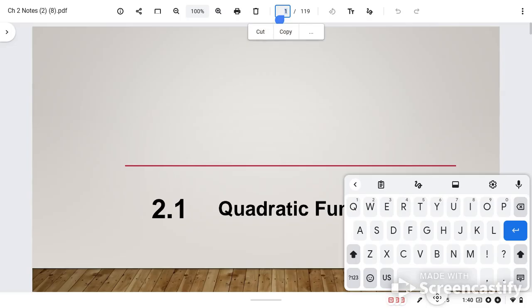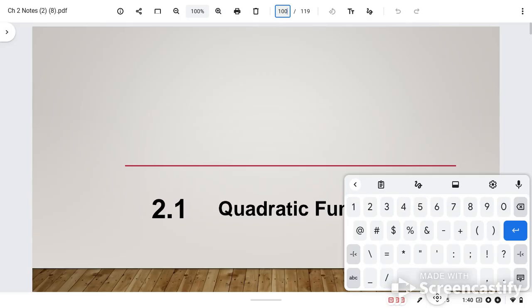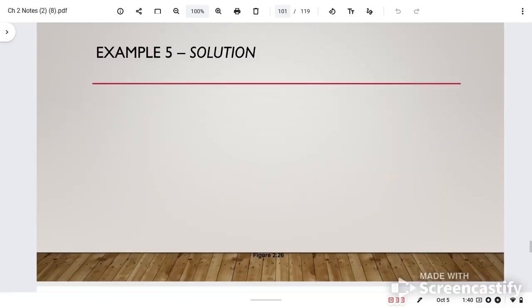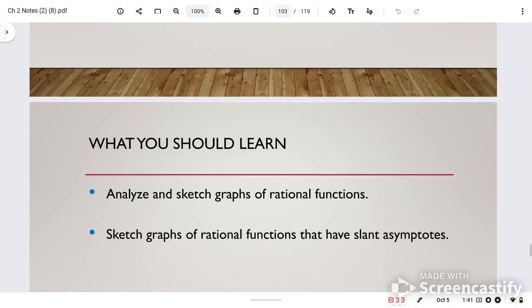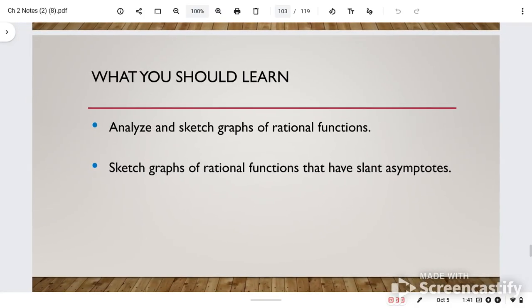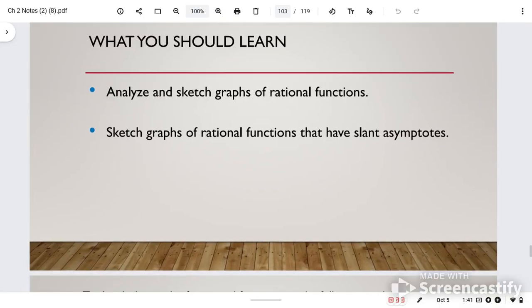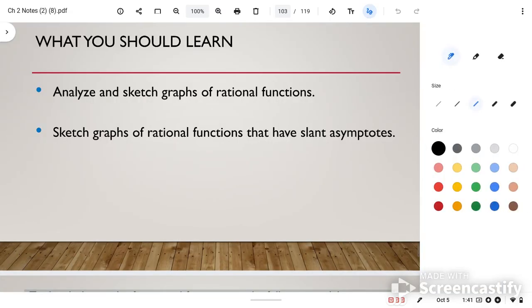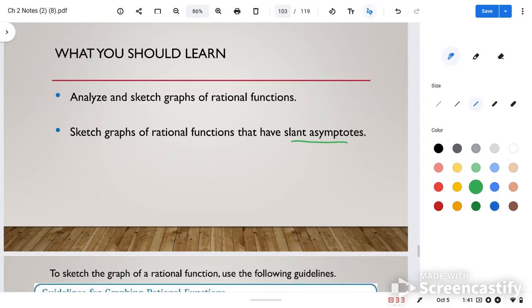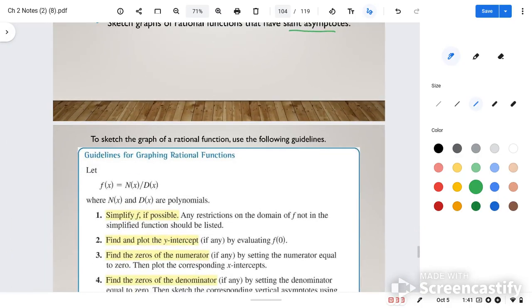All right, so we are going to start 2.7 today. Graphs of rational functions. Two things to learn. Analyze and sketch graphs. And then the new thing that we have are the slant asymptotes. So these are kind of the same idea as your horizontal asymptote. But instead of the end behavior of your graph being horizontal, the end behavior of your graph will approach a diagonal line. And so we'll learn how to find the equations of those slant asymptotes.